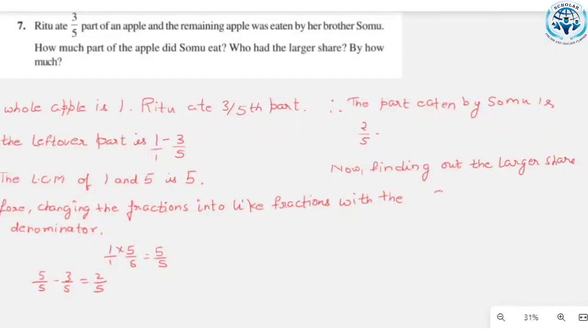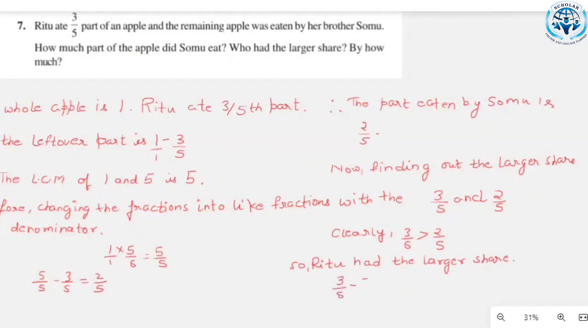Now we will find the larger share. Between 3 by 5 and 2 by 5, which is larger? Clearly 3 by 5 is larger than 2 by 5. That means Ritu is eating the larger share. By how much? We will subtract 3 by 5 and 2 by 5. By 1 by 5.